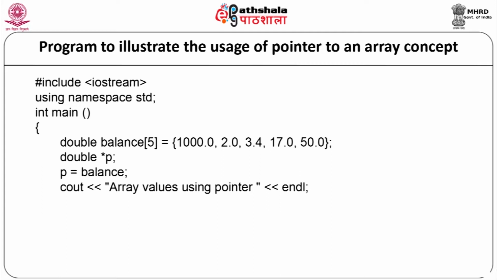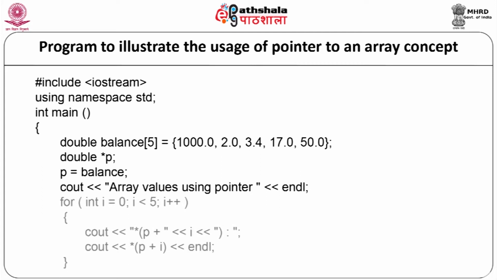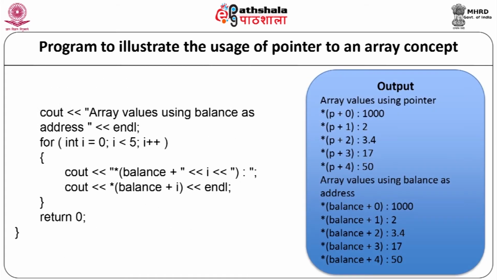Now, we will access the elements using the pointer here. For int i equal to 0, i less than 5, i plus plus, cout "*(p plus i)" and the value of *(p plus i), and the for loop will end. cout "Array values using the balance as address" endl. For int i equal to 0, i less than 5, i plus plus, cout "*(balance plus i)" and the value of *(balance plus i). Return 0 and the program will end.